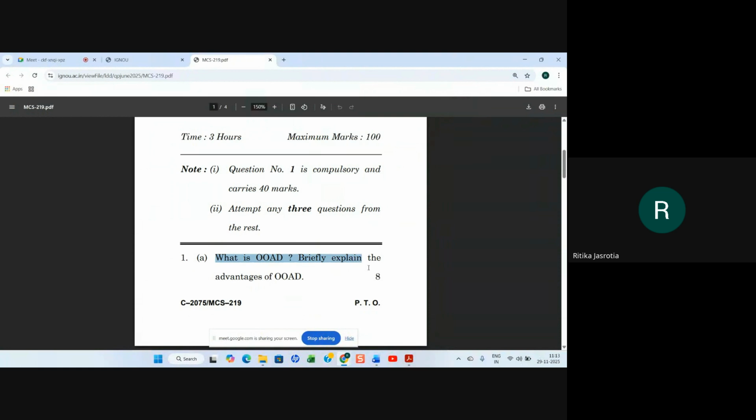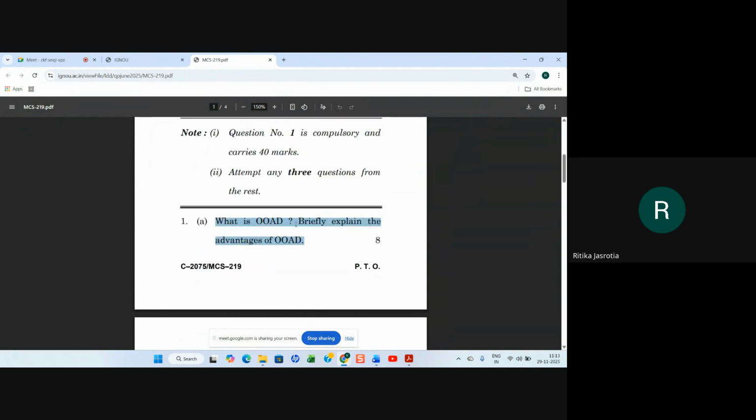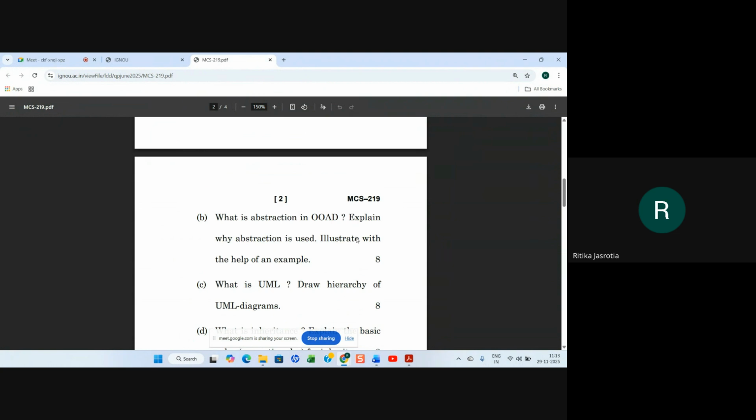What is OOAD? Briefly explain the advantages of OOAD. Right. So reuse, you can do reusability, you can do sharing of structure, that is reusability only. The two advantages we have seen, and the focus is on objects rather than on operation.